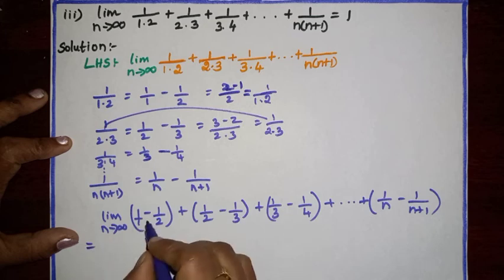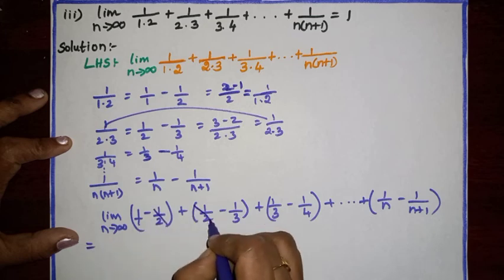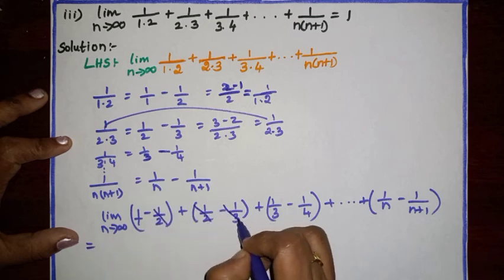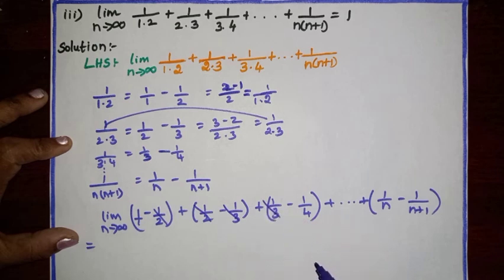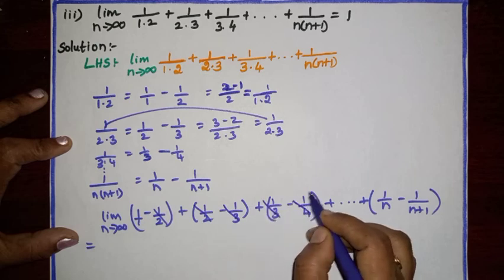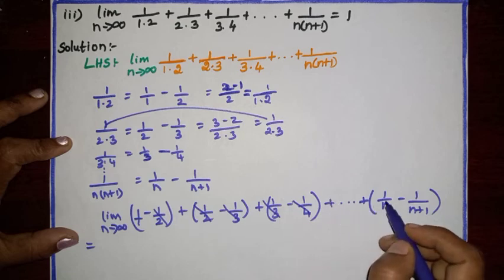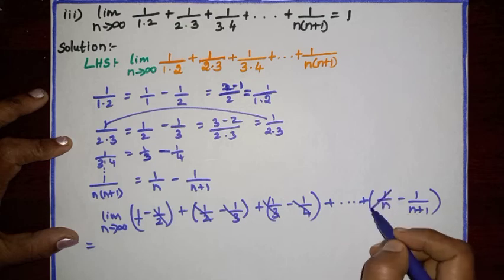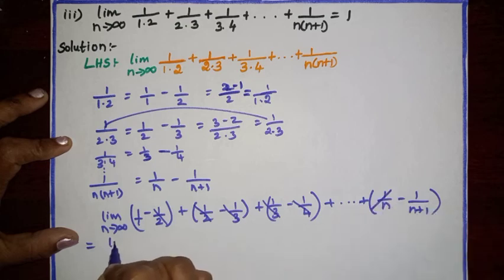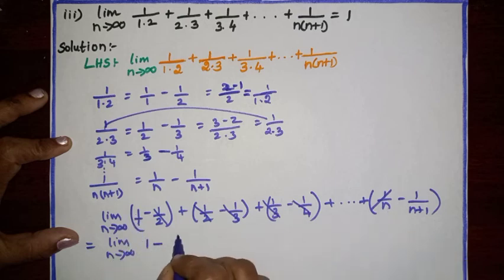Now see here, minus 1 by 2 and plus 1 by 2 will be cancelled. Minus 1 by 3 and plus 1 by 3 is cancelled. Minus 1 by 4 and the next term, plus 1 by 4, will be cancelled. Plus dot dot plus 1 by n, the previous term will become minus 1 by n, that also will be cancelled. So the only thing left is, limit n tends to infinity, 1 by 1, which is 1, minus 1 by n plus 1.